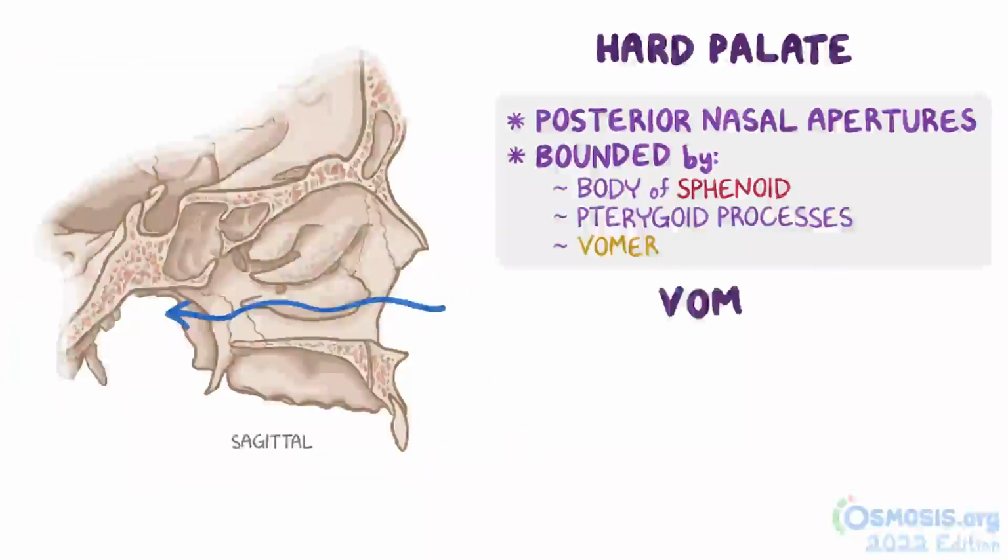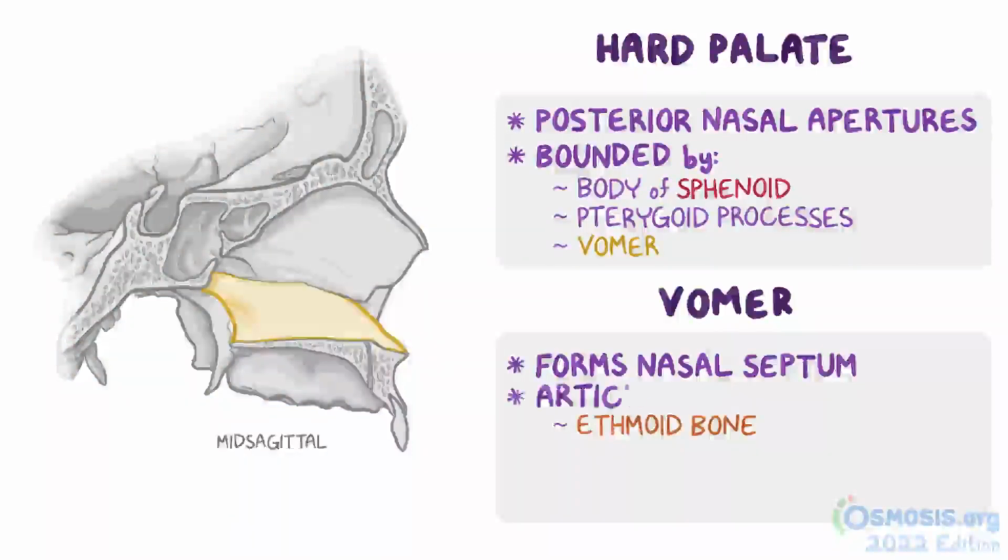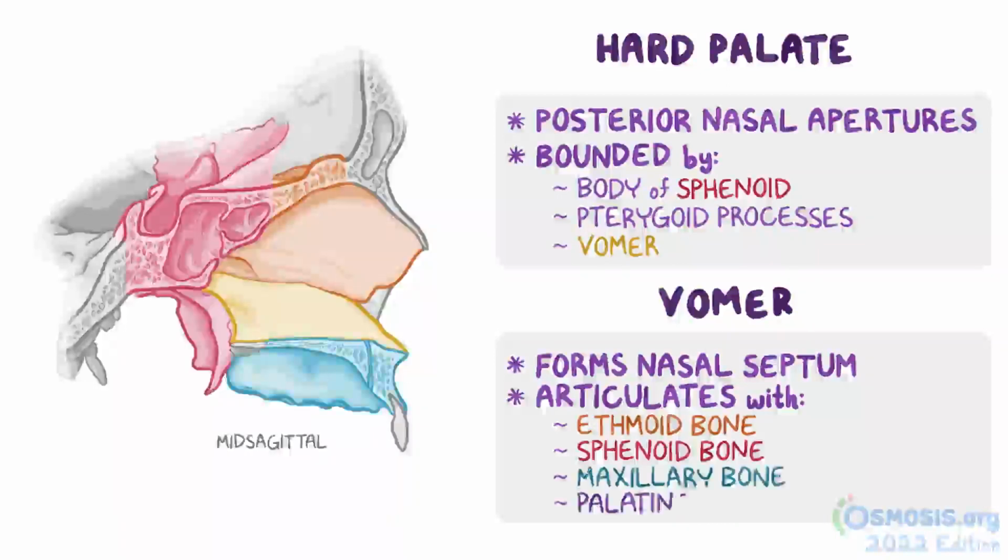Speaking of which, the vomer is unpaired and located in the midline. It's flat and thin and forms the nasal septum together with the ethmoid bone, to which the vomer articulates superiorly. Also superiorly, but posterior to the ethmoid, the vomer articulates with the sphenoid bone, and inferiorly it articulates with the maxillary and palatine bones.